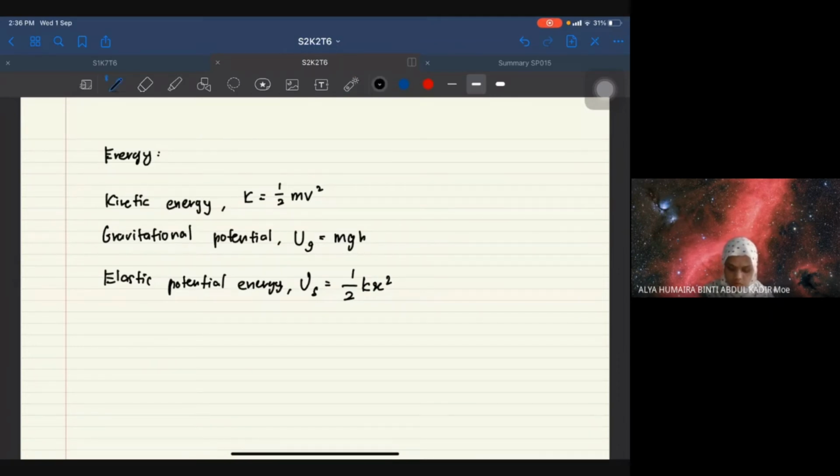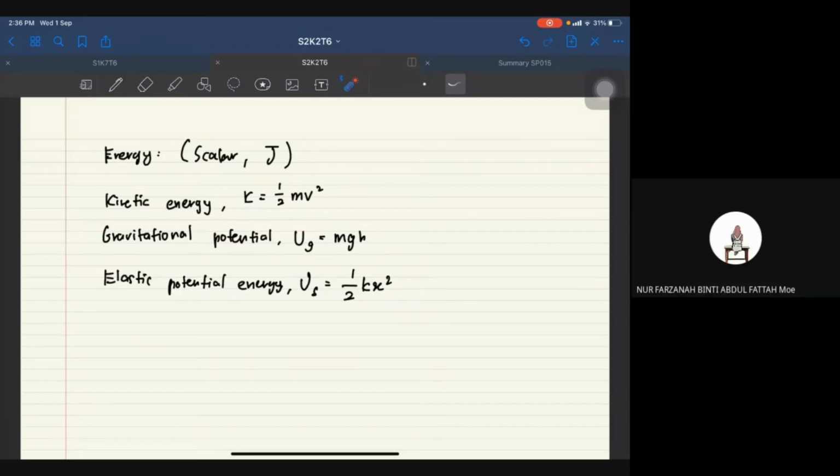These three energies are scalar quantities, and the unit is the joule, as long as you use everything in SI units. For mgh, it is usually the mass that needs converting. Sometimes m is given in grams, so you have to change it to kilograms. Then only can you substitute into the formula and solve. Okay, any questions about the three types of energy? No, sir. Okay, good.